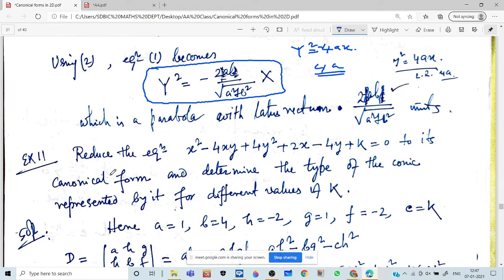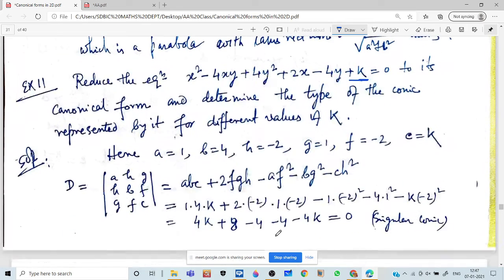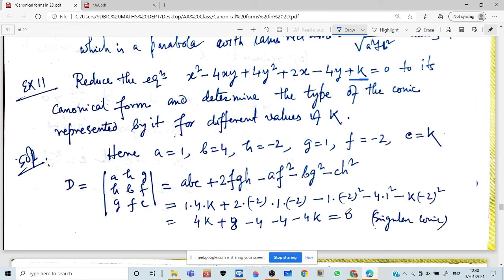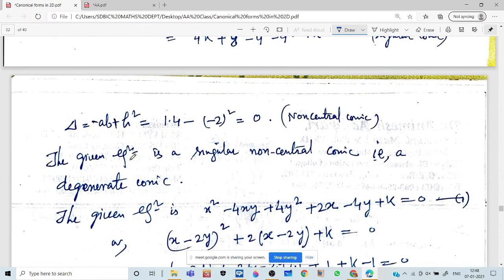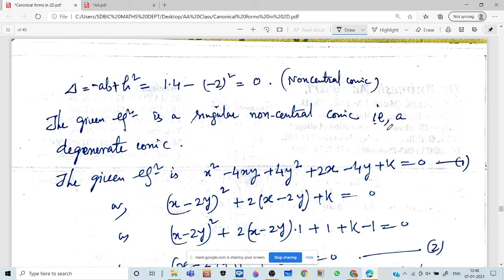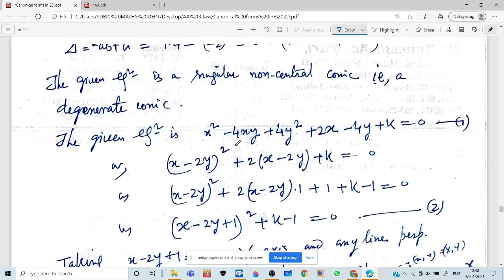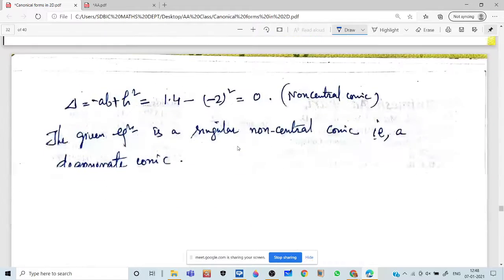Reduce this equation to canonical form. Determine the type of the conic represented by it for different values of k. Here k is a constant. For different values of k, you get different types of conic. So here D is equal to 0, singular conic, delta is equal to 0, non-central conic, so this is a degenerate conic.